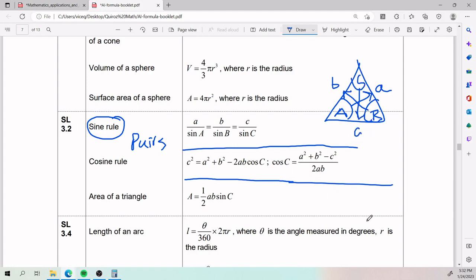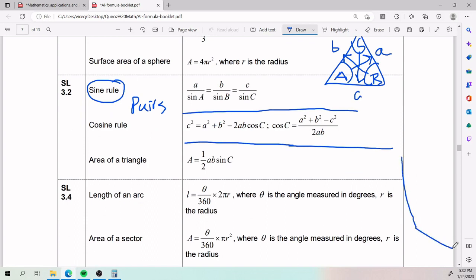So right now we have a triangle where we have two sides in between, right? So let's say A and B. Whoops, that's little b. And we're missing little c. So that's when the cosine rule kicks in.